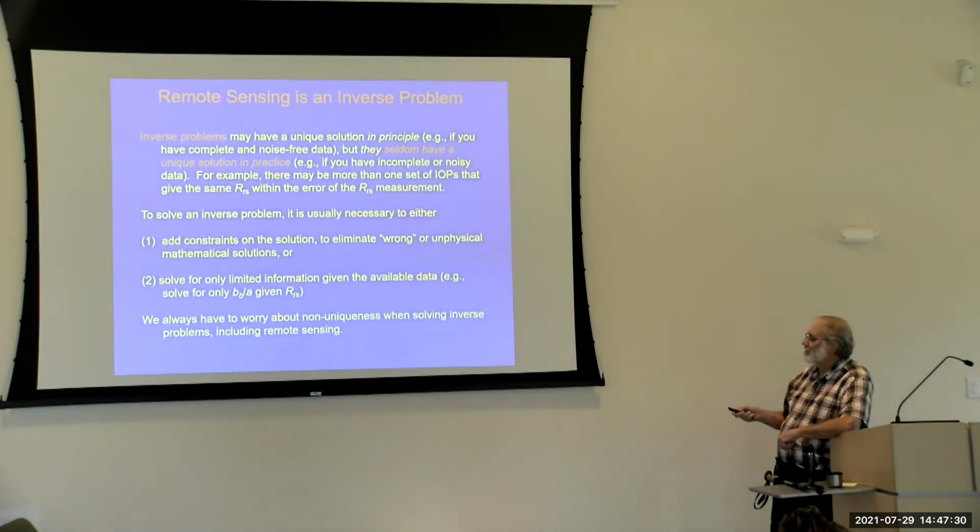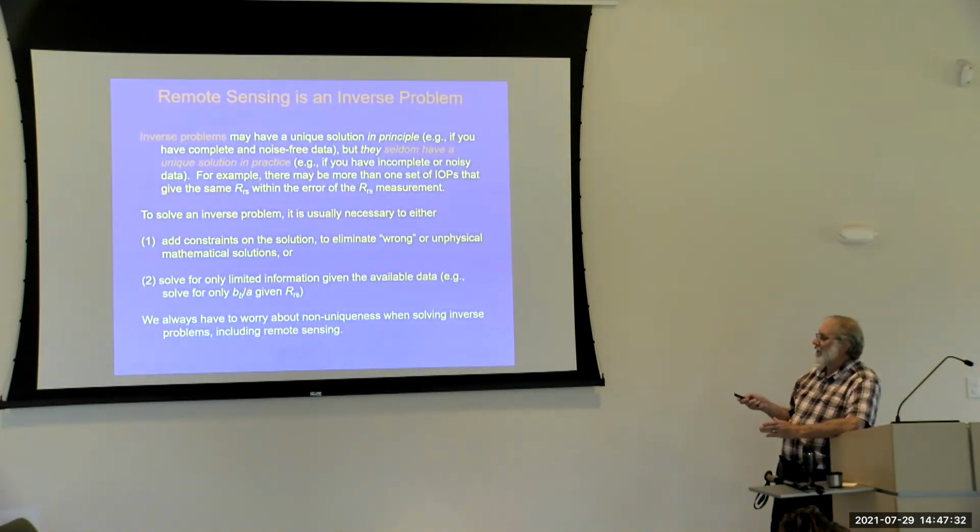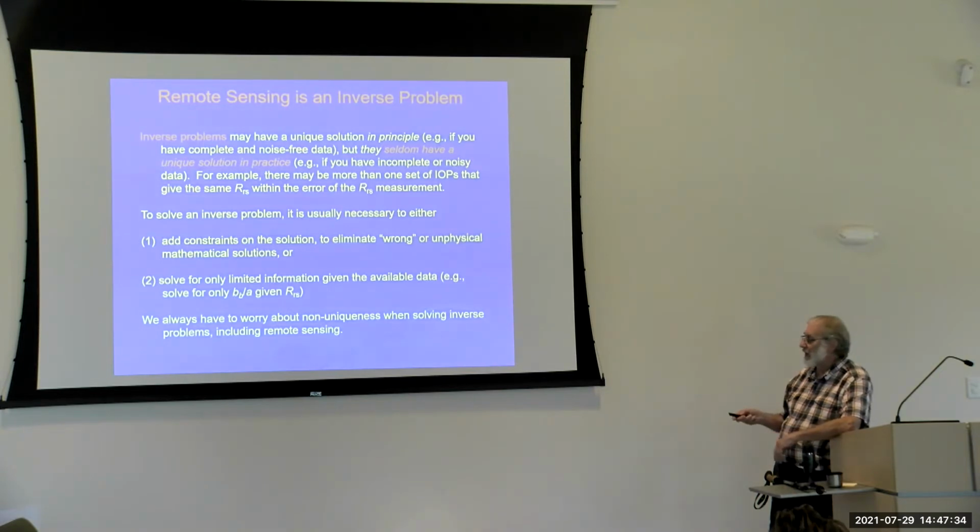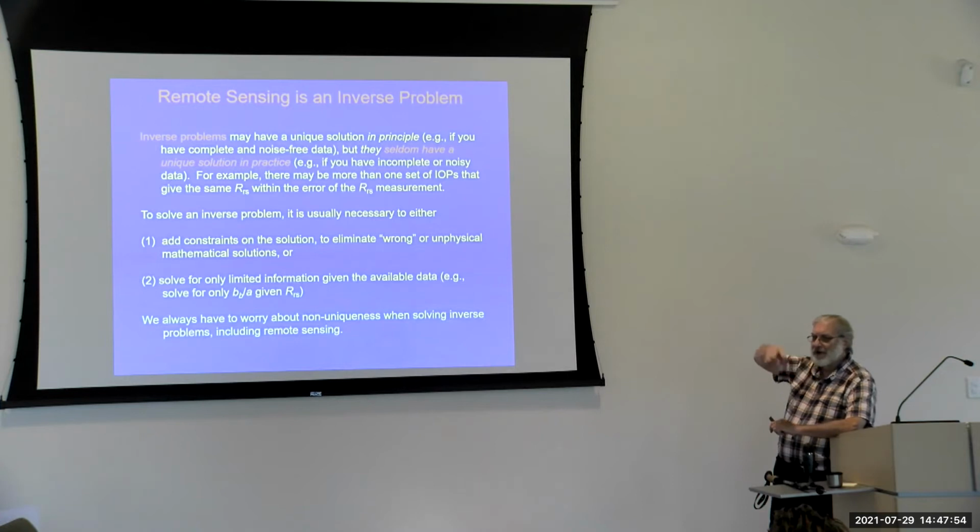Okay, the inverse problem is a little harder, and remote sensing is an inverse problem. So there we have some measure of the light field. We don't know the IOPs, we don't know the chlorophyll, we don't know the bottom depth. And in general, inverse problems may not have a unique solution. Let me give you an example. Let's say I measure a remote sensing reflectance and it's green. So it peaks in the green and goes down in the blue and the red.